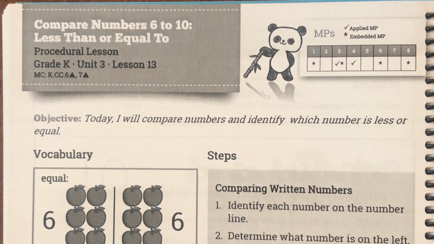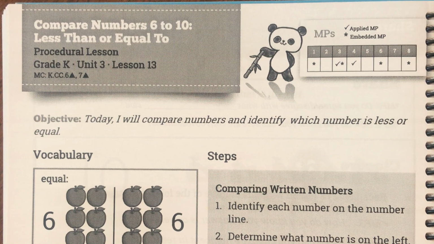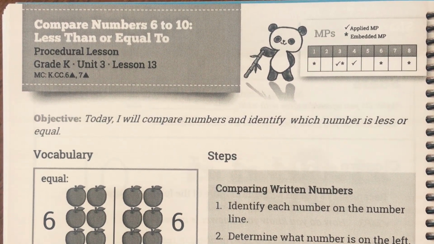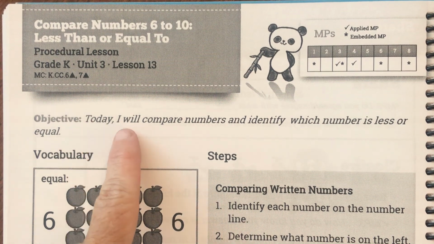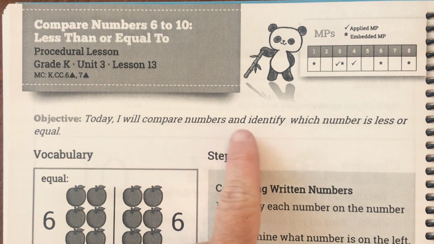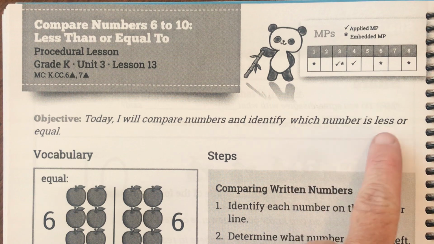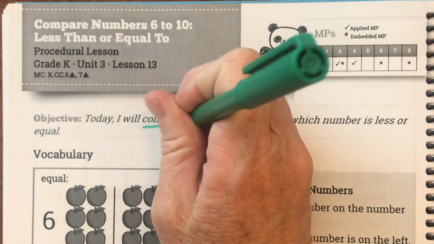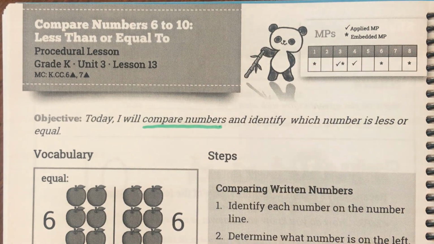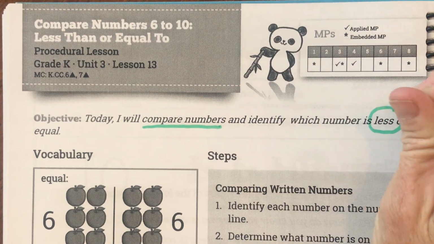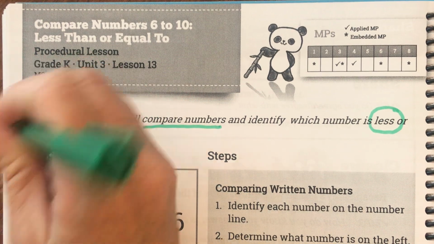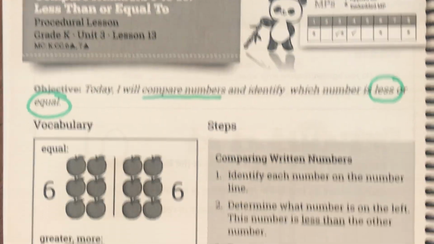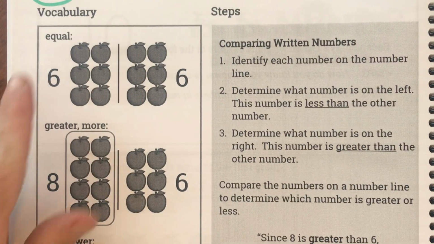Today we are on page 174 of your student journal, page 174. And our objective today says, today I will compare numbers and identify which number is less or equal. So today we're going to compare numbers and we're going to look for which number is less and which numbers are equal. Okay, so let's look at our words.